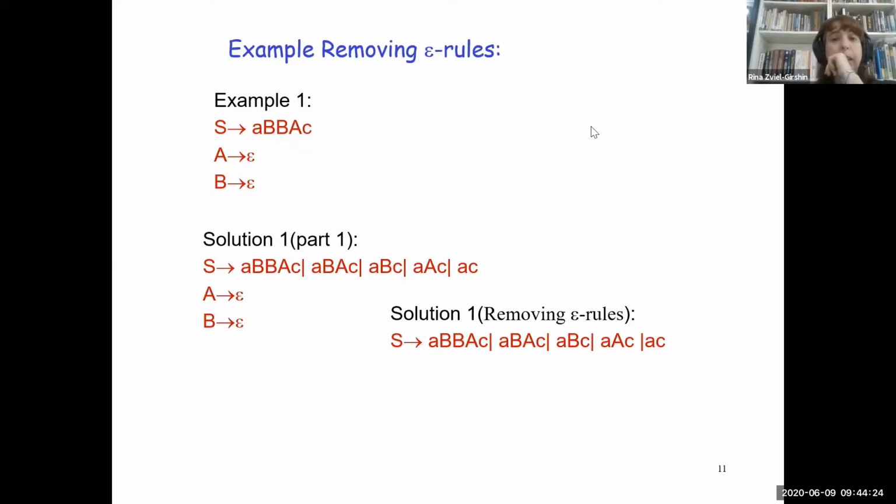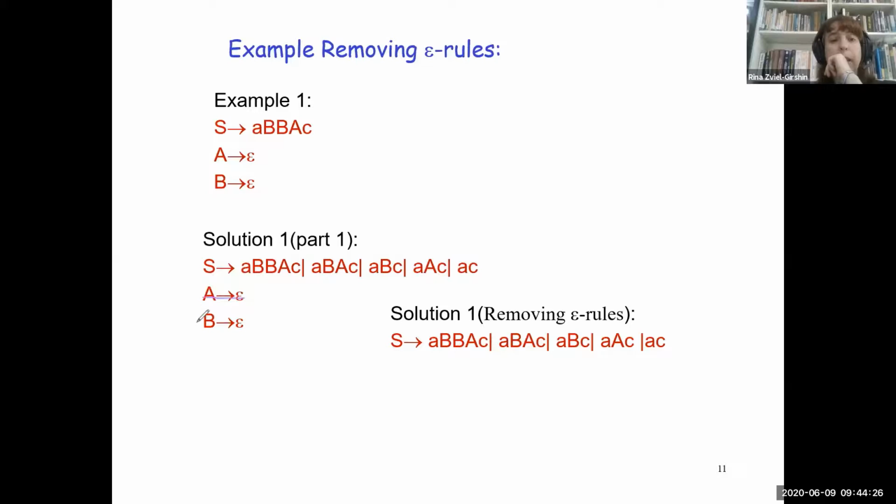But after I delete the epsilon rules, I don't know what is A and I don't know what is B. So I have this line, but A does not exist anymore and B does not exist anymore. That is why I need to eliminate these rules, because I don't have any definition for A or for B. So the remaining rule is only one rule, S derives AC.